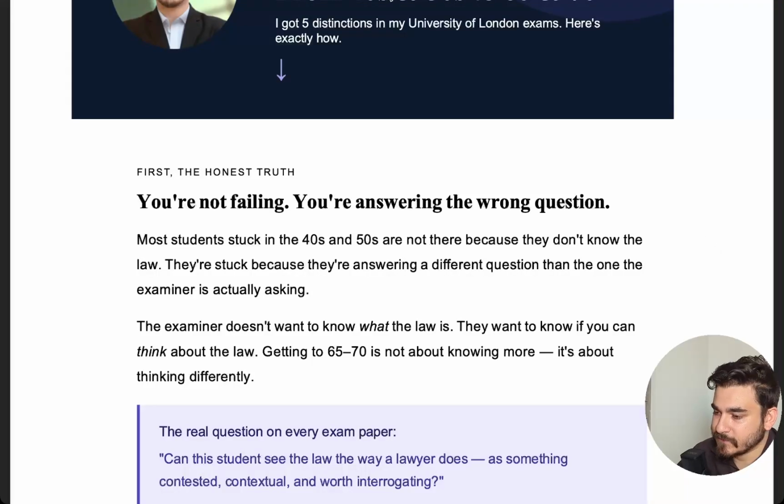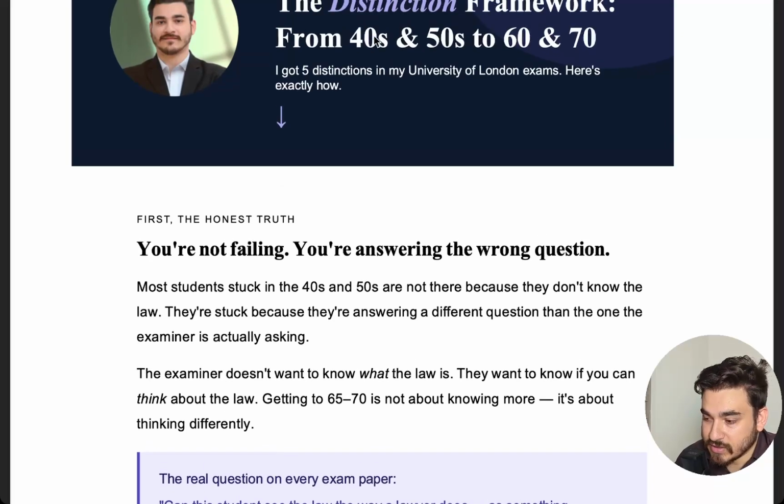So here it is, guys, the distinction framework. If you're a student who's stuck in your 40s or 50s and you're doing everything in your power, and you don't seem to understand why you're not crossing that 50 or even that 60, this distinction framework is going to help you immensely. I have 5 distinctions in my University of London examinations, and I will tell you the tips and tricks that I used, and this will be really helpful for you in your examinations.